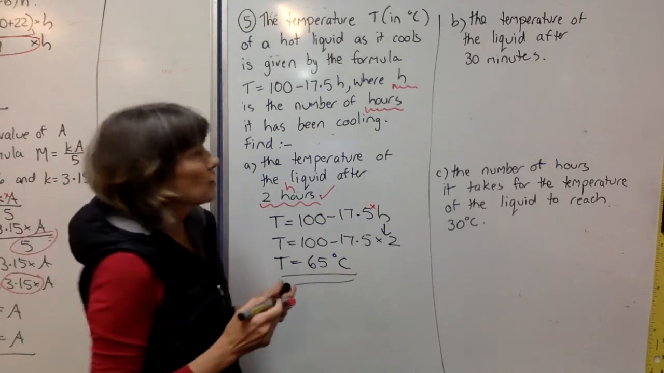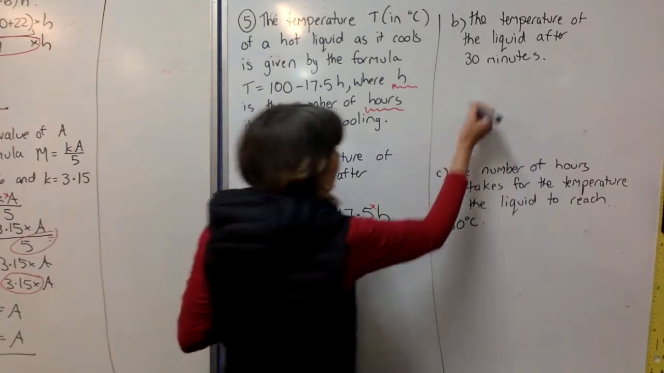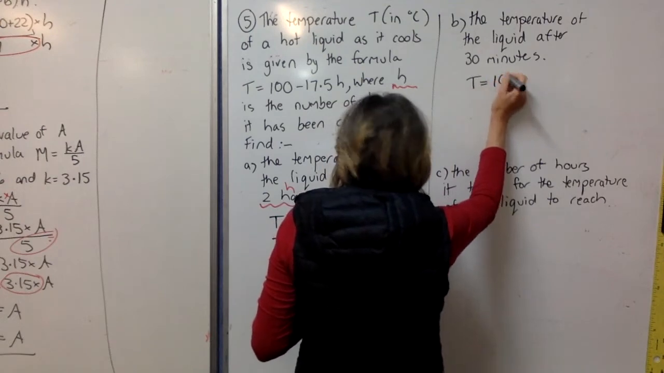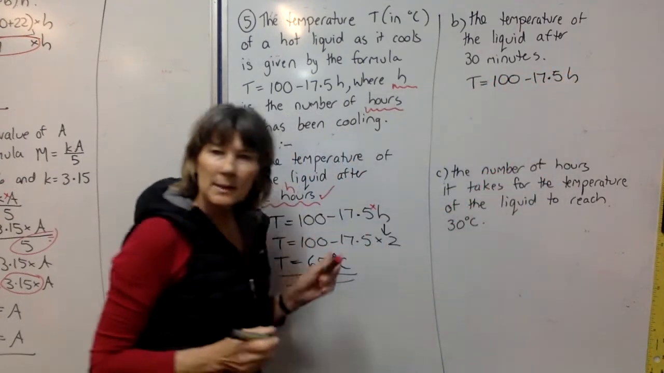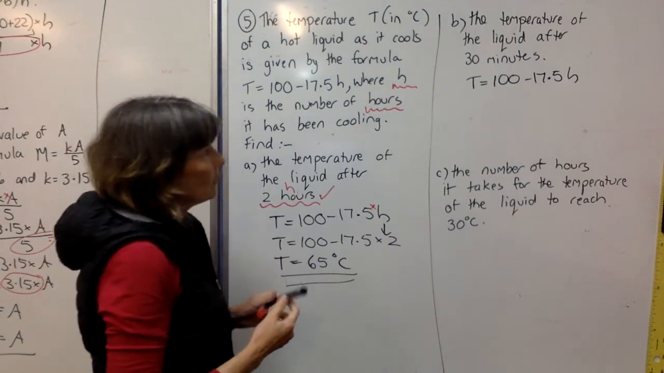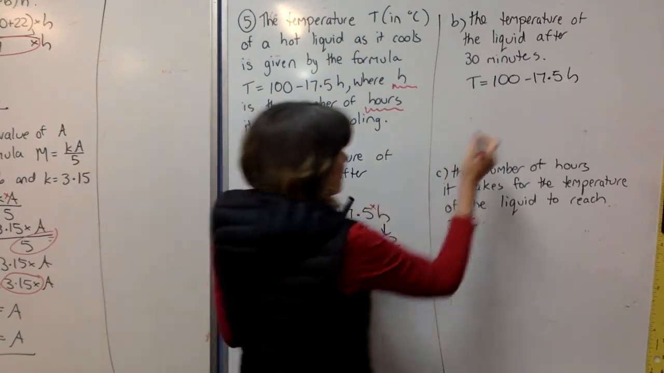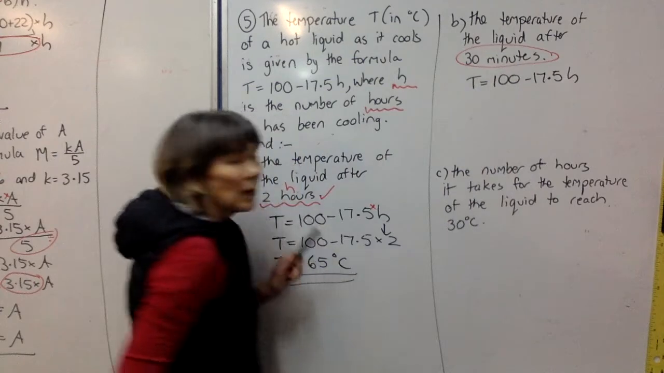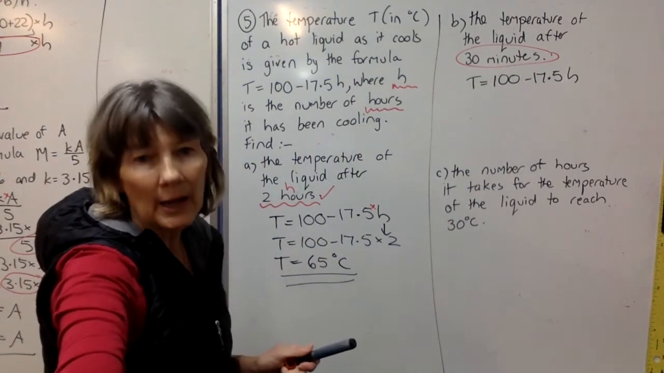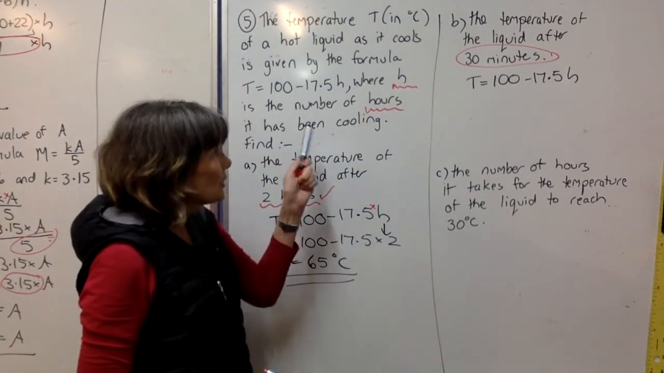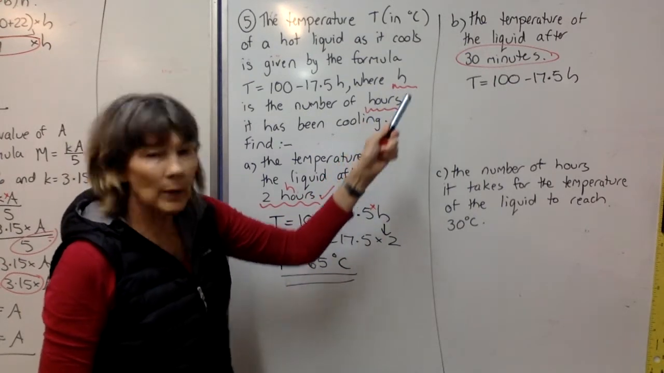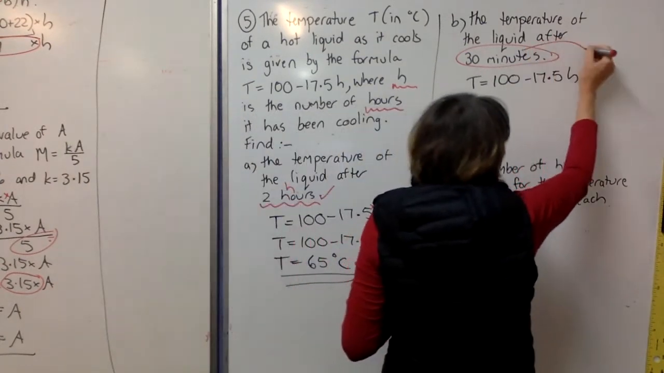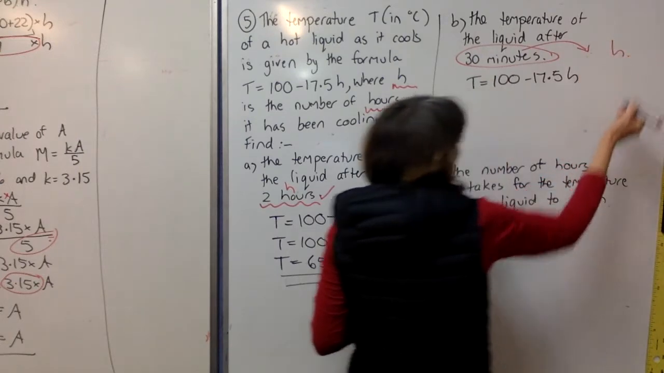Okay, the second part of the question. Start with the formula first. All right, now what makes this a bit trickier is they've given you the time as 30 minutes. You can't just go and put 30 in for H, all right, because the H is the time in hours. So we have to convert this to hours first and then do the question.